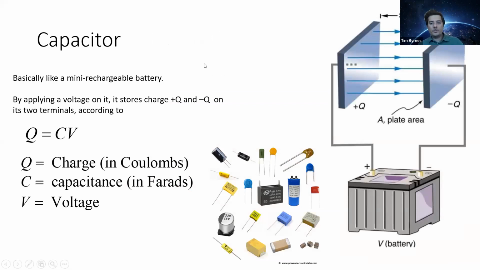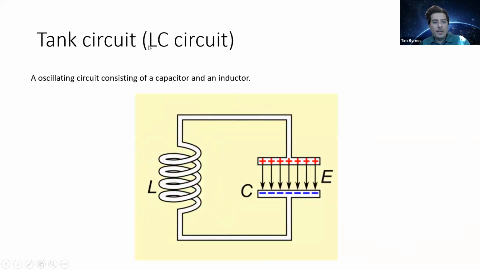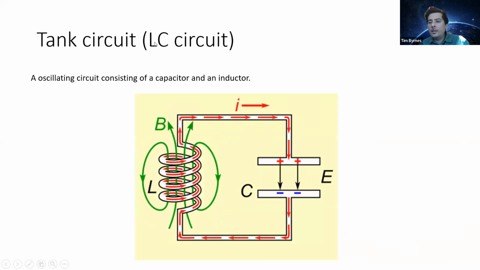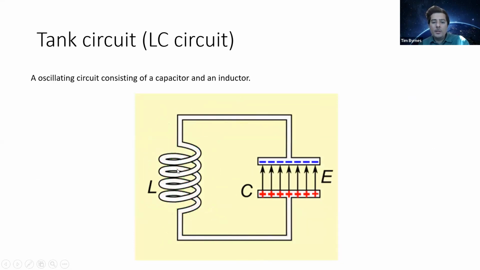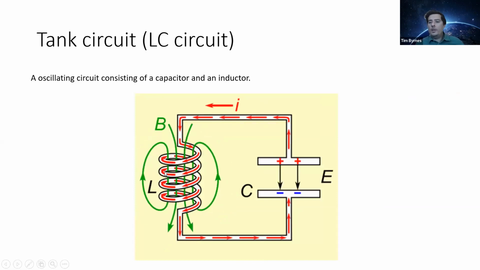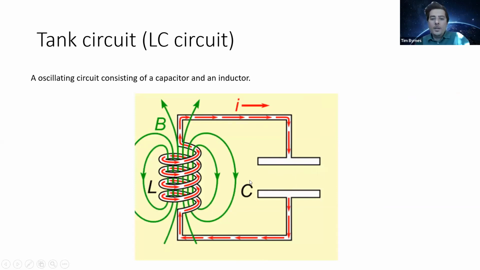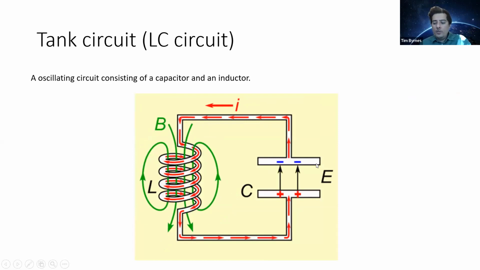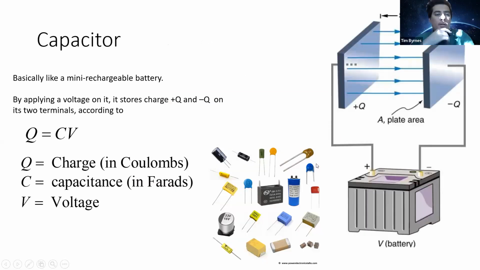So what is a capacitor? Maybe some of you know this, but a tank circuit, LC circuit: this L means an inductor, and the C means capacitor. And so it's a combination of an inductor, which we already talked about today, and then a capacitor, and you just connect them by 2 wires. So a capacitor is basically like a small rechargeable battery.